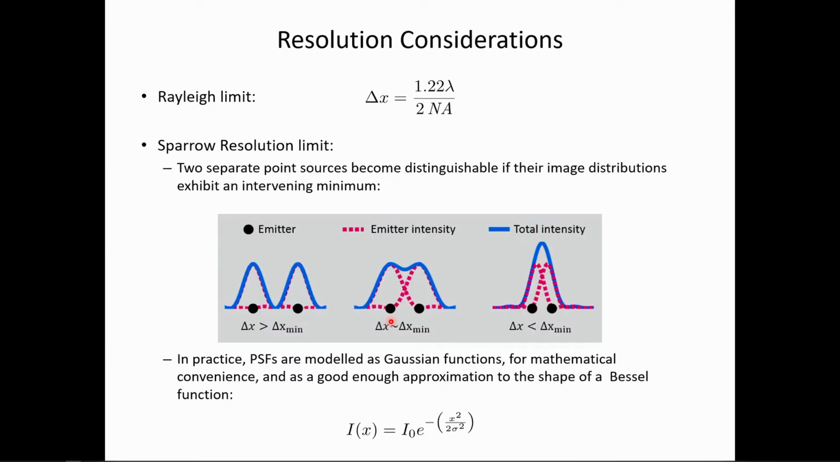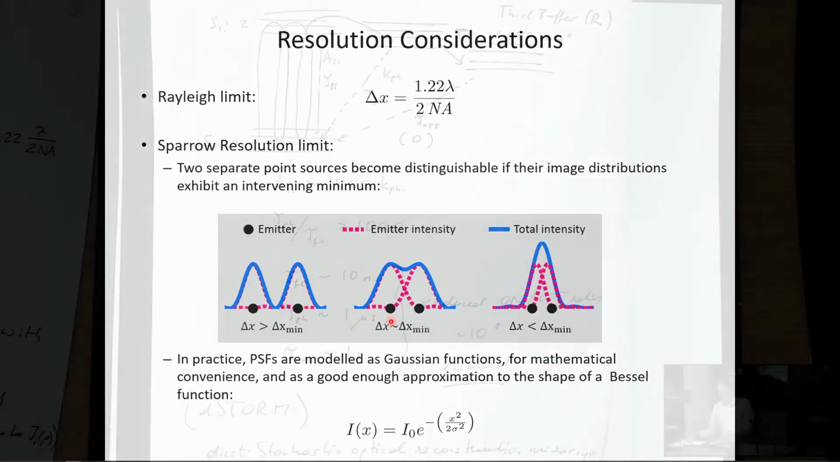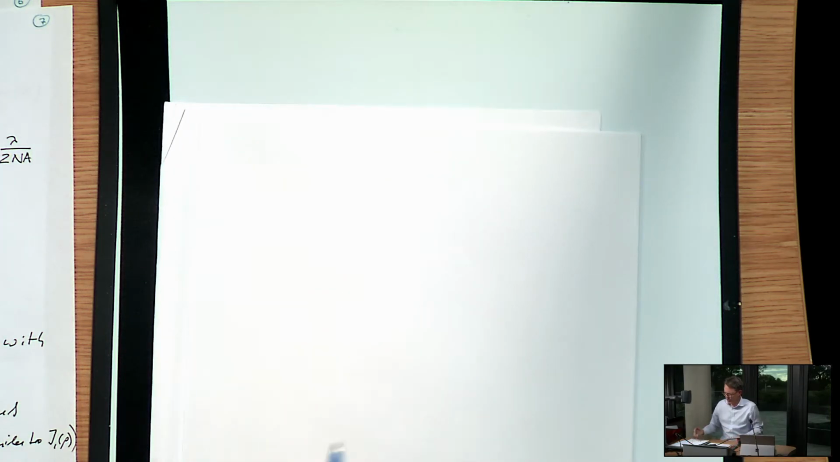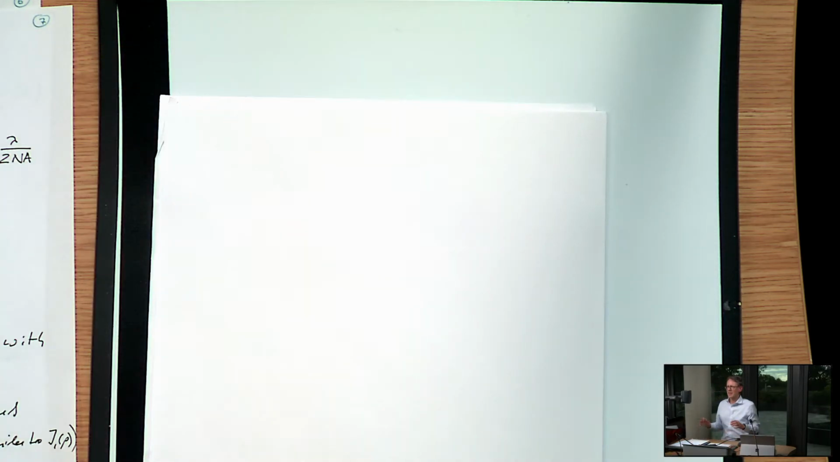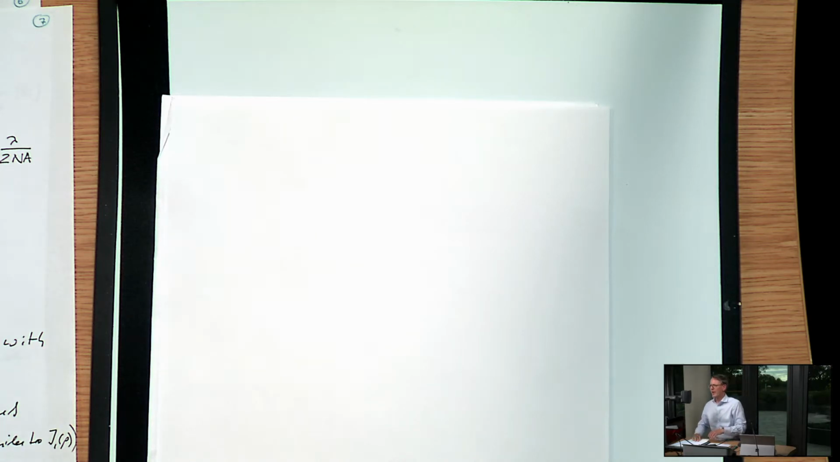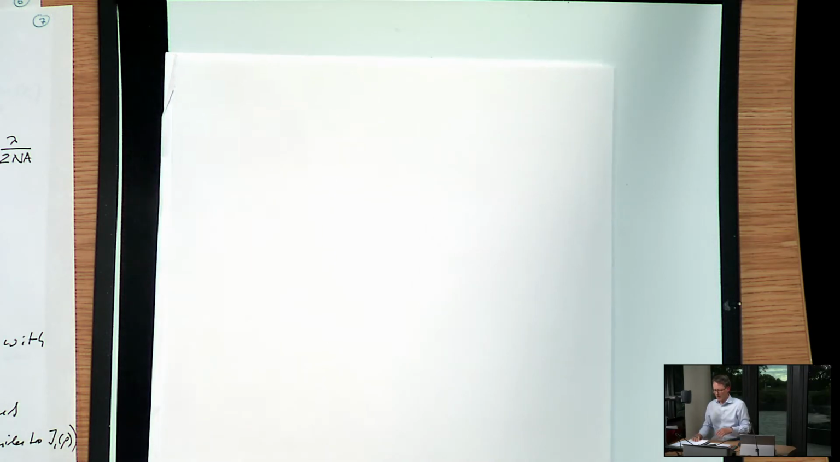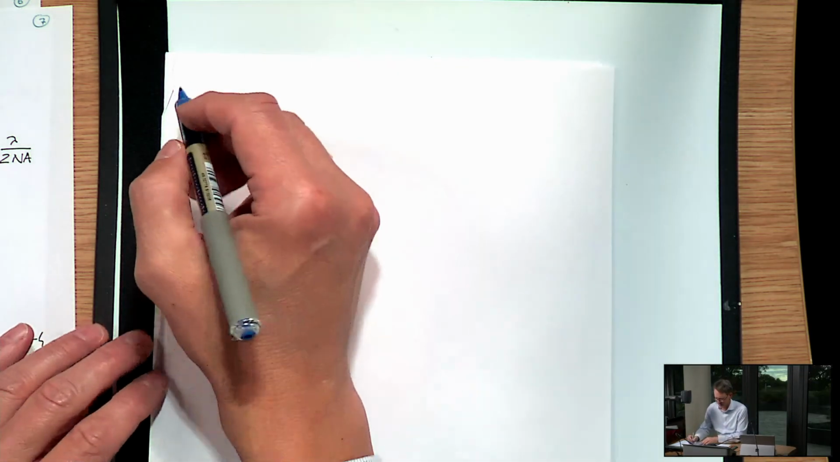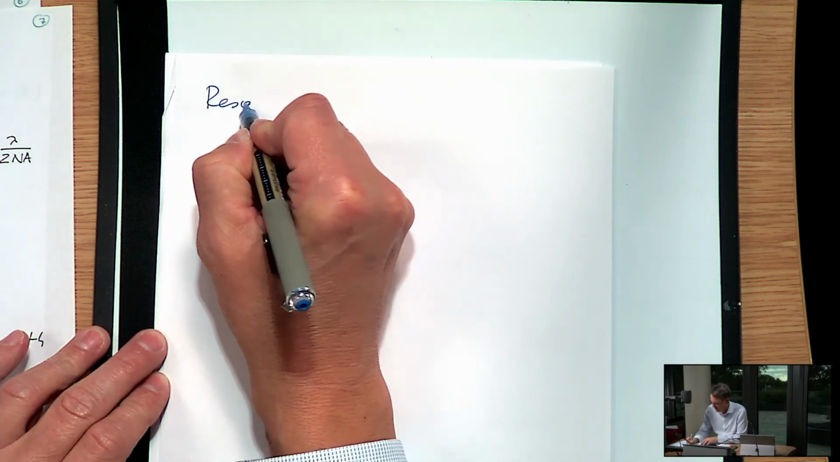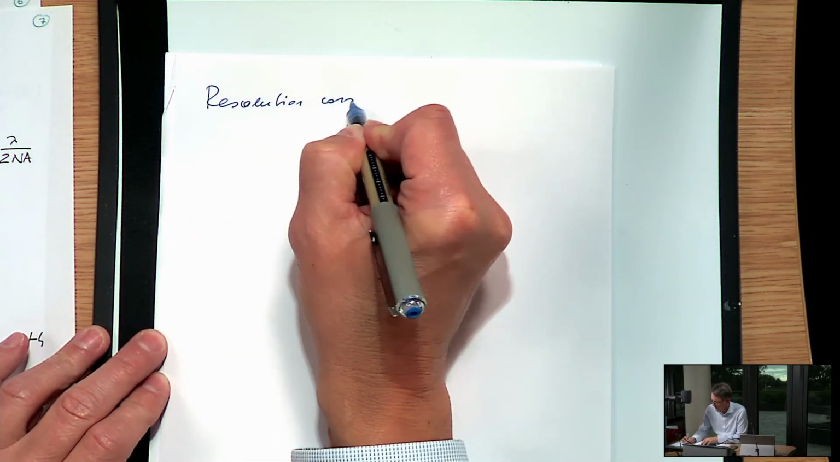So what's the resolution that you can get? The standard way of thinking about this, I'll go back now quickly to the overheads, to the visualizer. The resolution considerations. How much better is the location information resolved compared to the fluorescence? So let's just have a look. Resolution consideration.